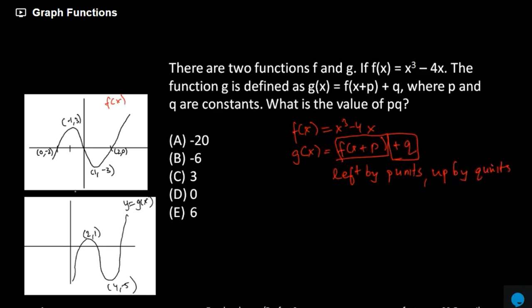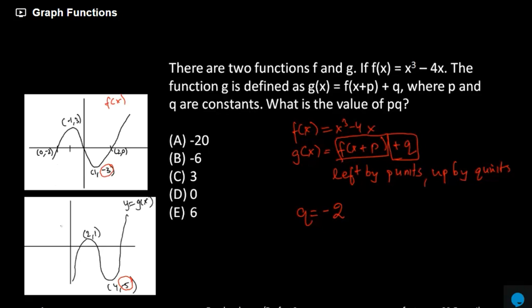Now over here, this graph has actually moved. Has it moved to the left by p units or has it moved to the right? So it says f of x plus p plus q. If we look at the lowest point over here, this is negative 3, and this becomes negative 2, right? That means the graph over here has actually moved down. If the graph has moved down, that means the value of q must be negative. That means q must be equal to negative 2.